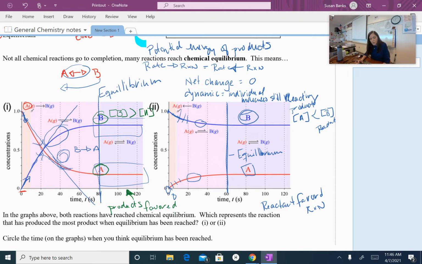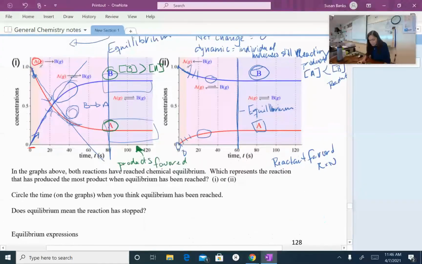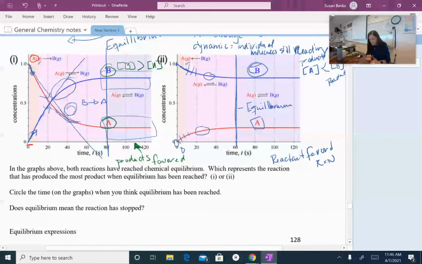Okay? So we're going to look at how we mathematically set up some of these things and how we write these expressions. Okay? So let's look at this next line. In the graphs above, both reactions have reached chemical equilibrium. And we showed you about where those started. Remember where those lines start to flatten out, that is where chemical equilibrium happens and starts.